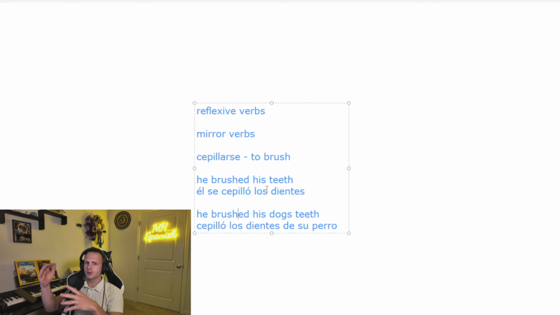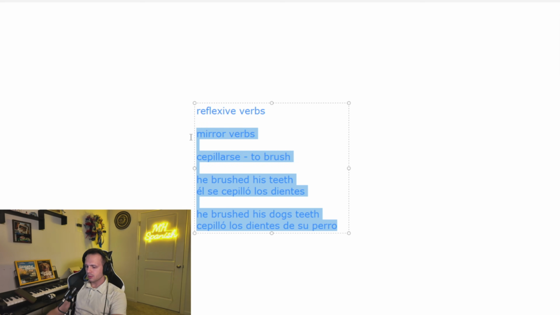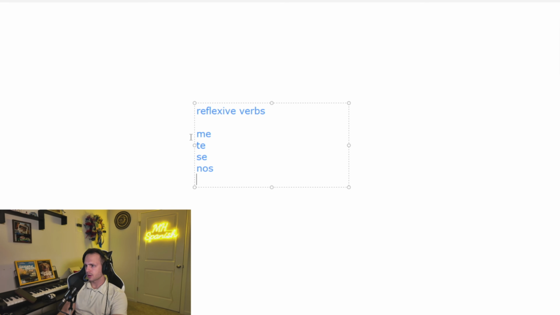There are different verbs like this that are more common to be reflexive than not, and a lot of times it's just a matter of memorizing them and practicing them a lot. So that's the first use. With reflexive verbs, you're going to put one of these in front of the verb that you're conjugating, depending on the subject. So me would be for yo, like I brush my teeth would be me cepillo.